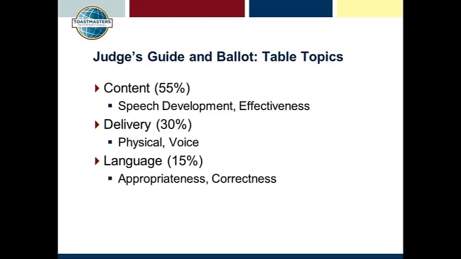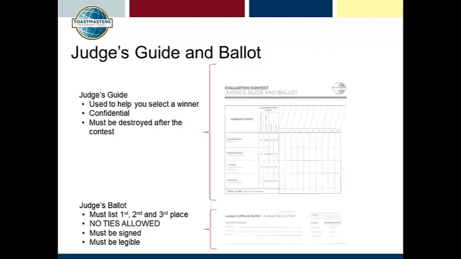For the Table Topics ballot, it's the same three categories counted differently. Content is 55%, speech development and effectiveness; delivery 30%, where it's physical and voice; language 15%, appropriateness and correctness. So for the upcoming contest, those are the ballots that will be used by our judges.